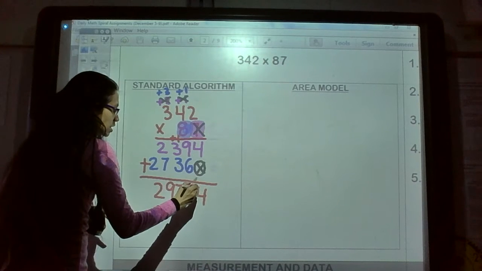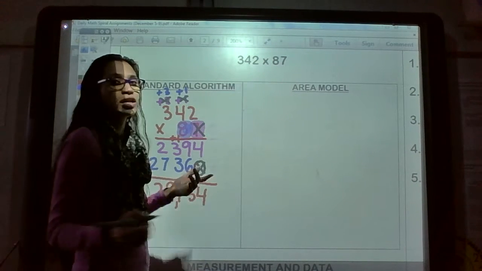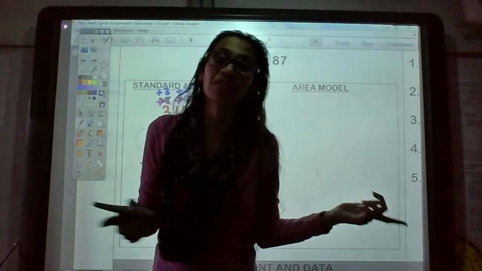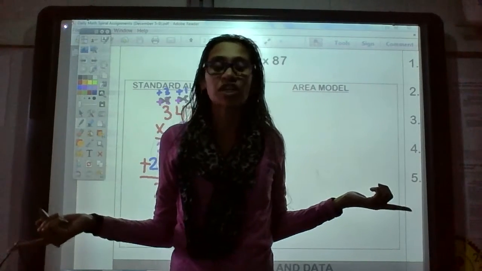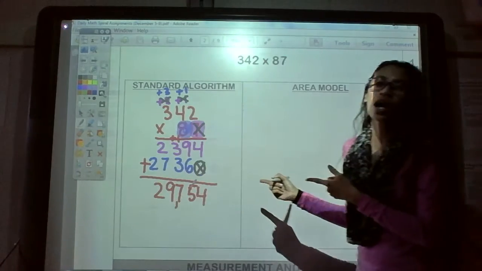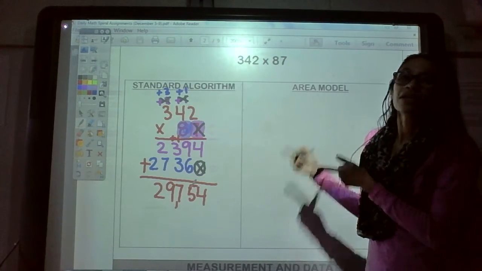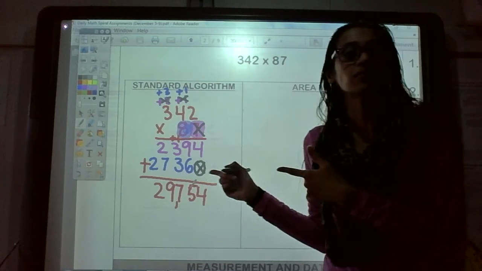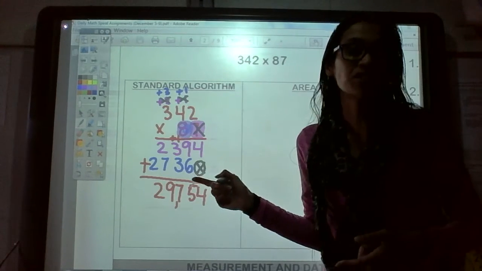Now, I know I always tell you to check your answers, but guess what? We are going to do the area model, and that's one way that you get to check your answers. Raise your hand if you know how to do this standard algorithm. Raise your hand if you know how to do the area model. All right, well, if not, let's do that right now.